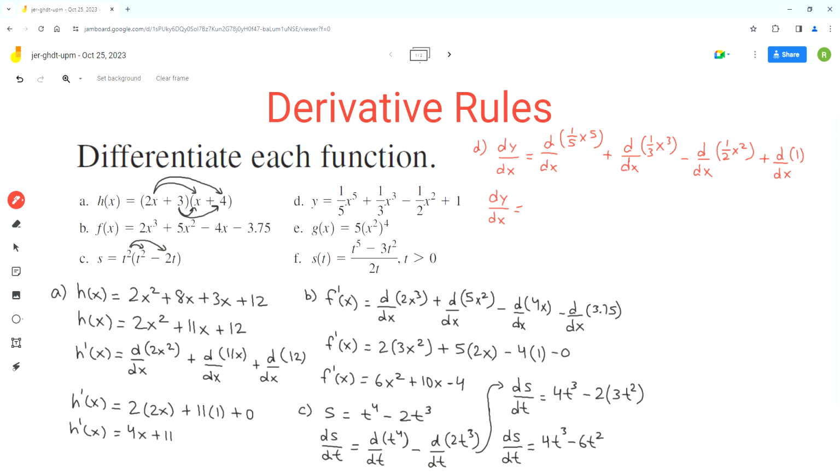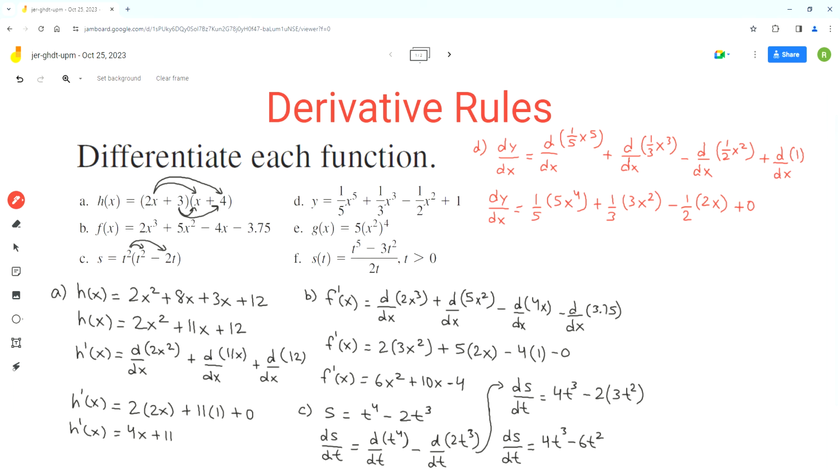So in the first term, 1 over 5 is the coefficient, and we'll use the power rule for x to the power 5, so the derivative will be 5x to the power 4. So we move the exponent number to the coefficient level and subtract 1 from the exponent. Now for the second term, 1 over 3 is the coefficient, and for x cubed we'll use the power rule, so we get 3x squared. And then for the third term, 1 over 2 is the coefficient, and for x squared we get 2x. Now the last term is a constant, so the derivative is equal to 0.